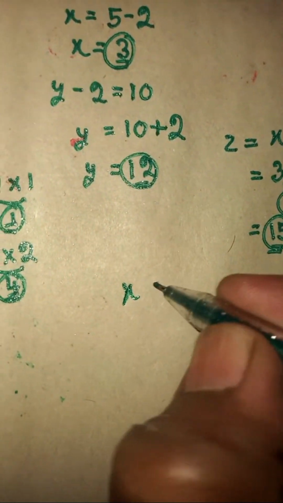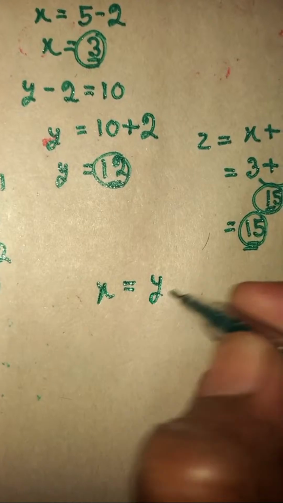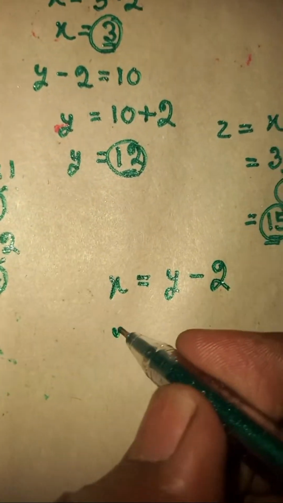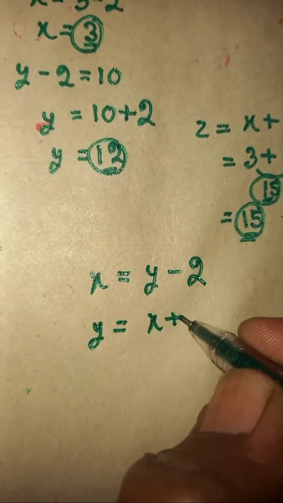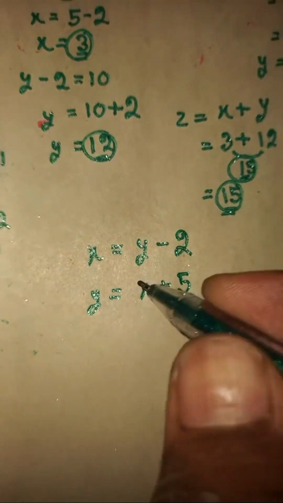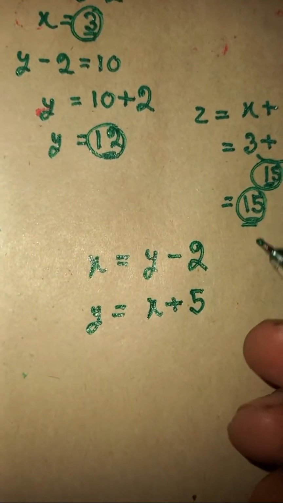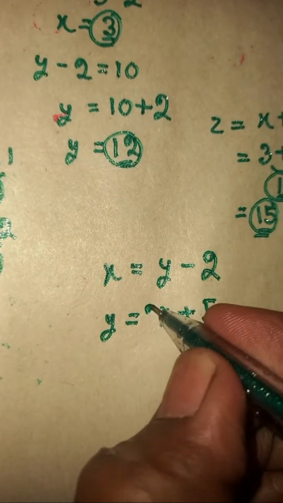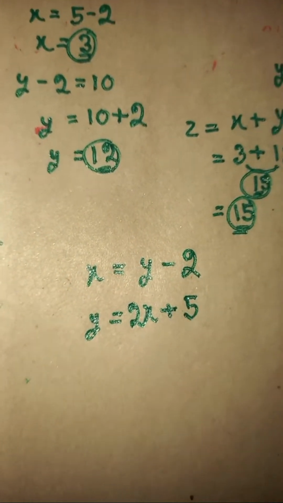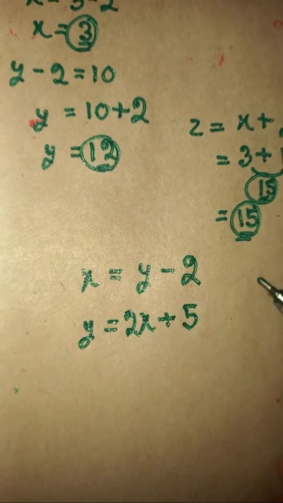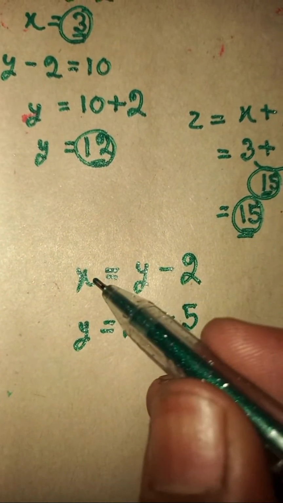That is x equal to y minus 2. They have given one equation, another equation, y equal to 2x plus 5. Now we need to find out what's the value of x and y. Let's start by taking one equation.